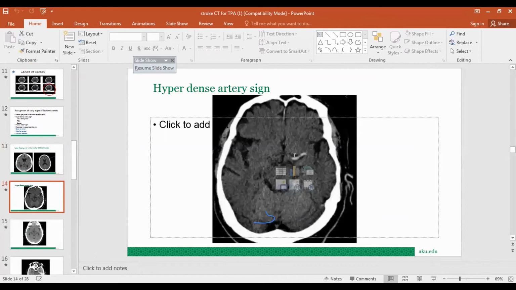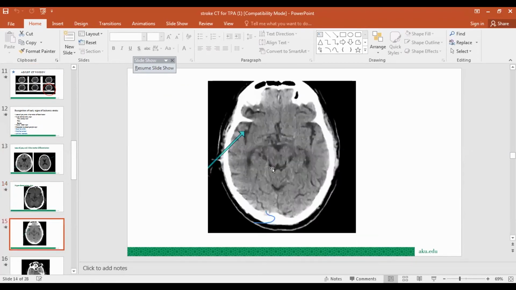Hyperdense artery sign, you can see the density of the vessel. It's a non-specific sign, because some patients who have high hematocrit level, who are dehydrated, their vessels can also be hyperdense. But there are certain HU levels, like if it's more than 60 Hounsfield units, the vessel is expanded, then it's more likely there's a thrombus in it.